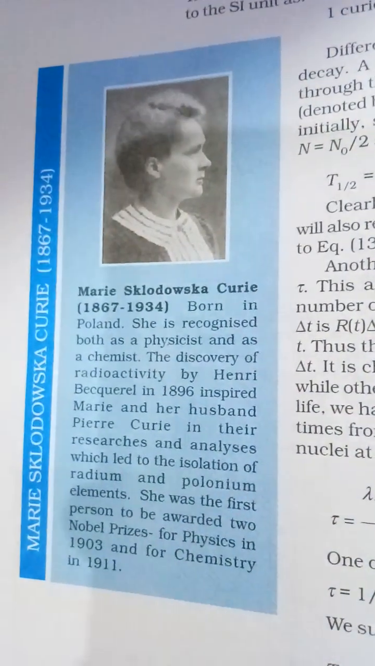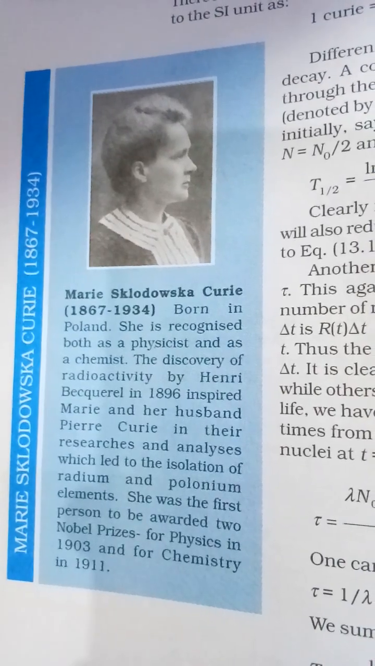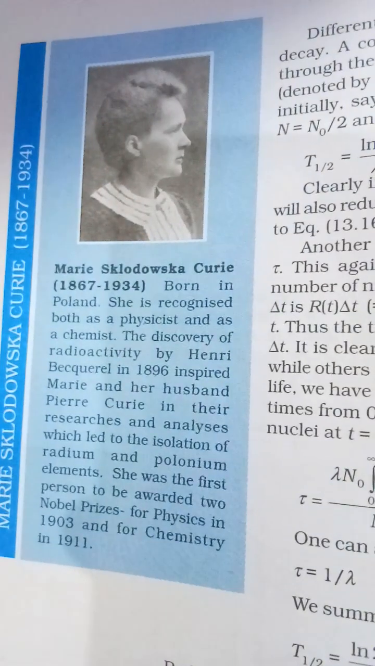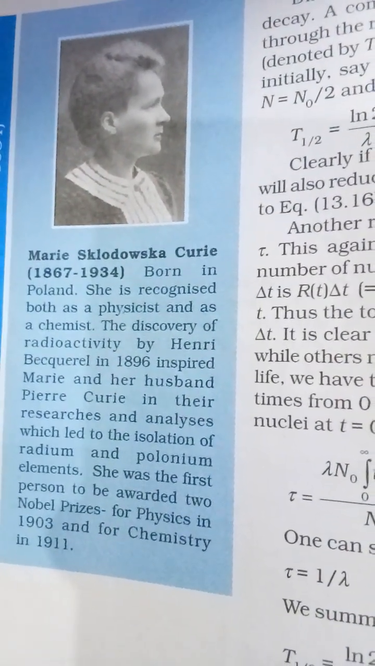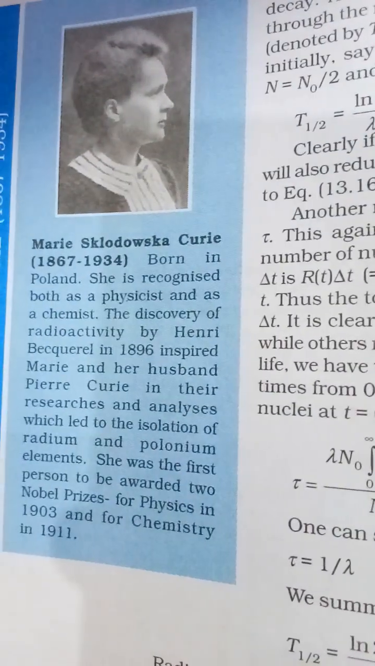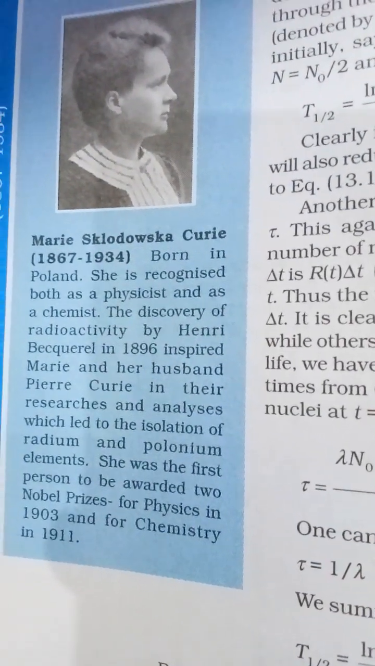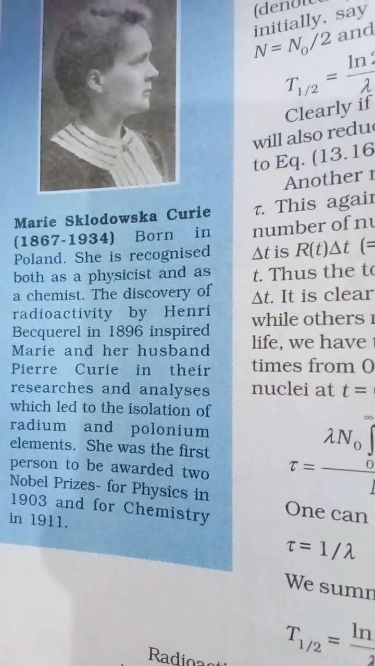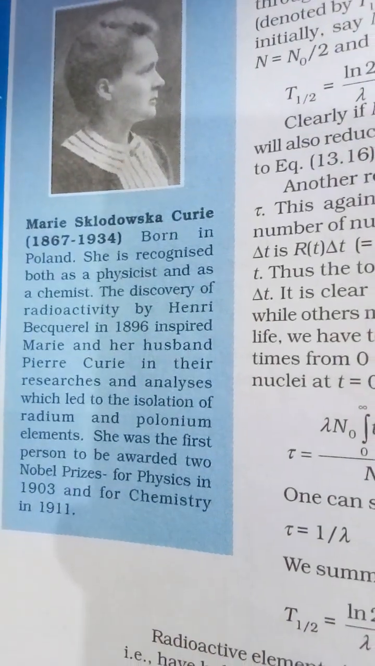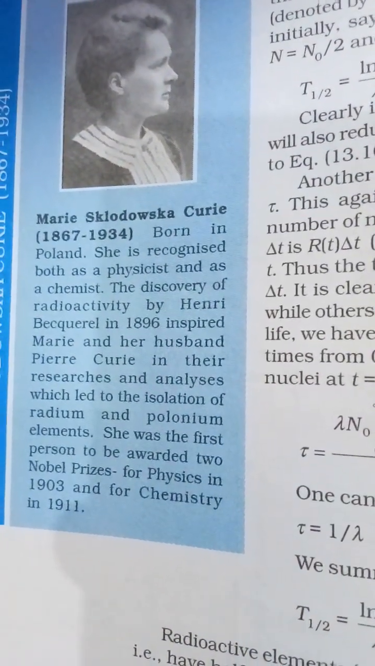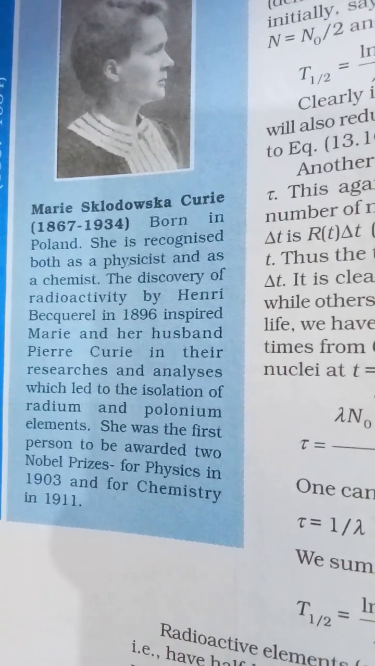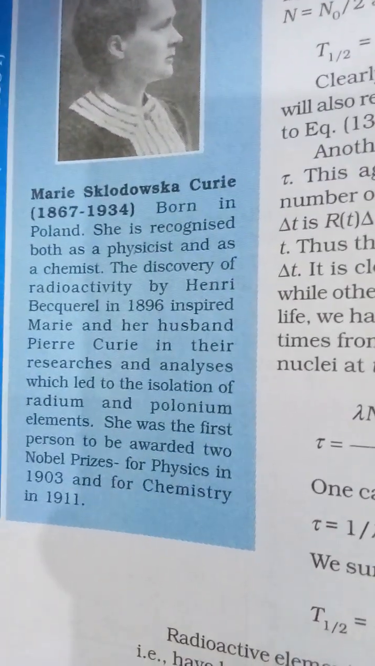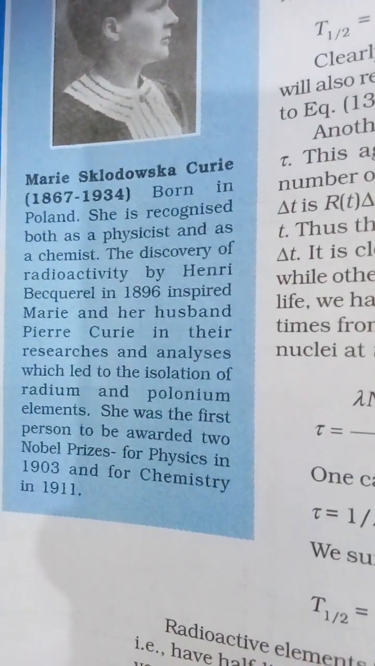And here is the photo of Marie Sklodowska Curie, born in Poland, who is recognized both as a physicist and chemist. The discovery of radioactivity by Henri Becquerel in 1896 inspired Marie and her husband Pierre Curie in their research and analysis, which led to the isolation of the elements radium and polonium. She was the first person to be awarded two Nobel Prizes, for physics in 1903 and for chemistry in 1911.